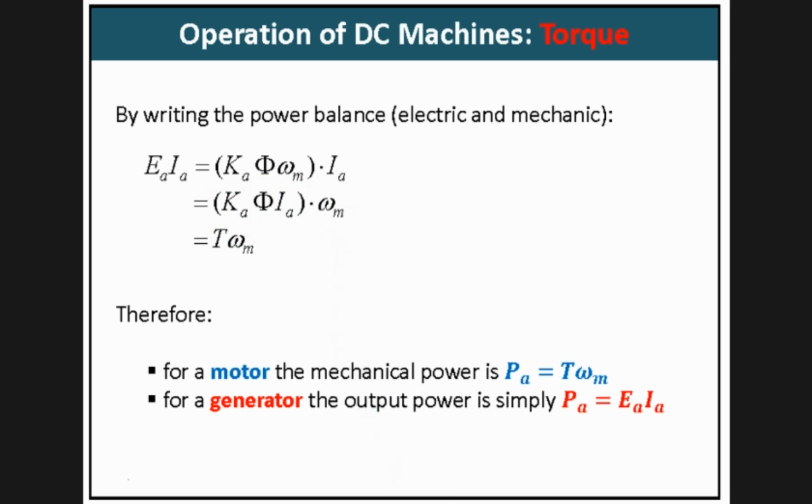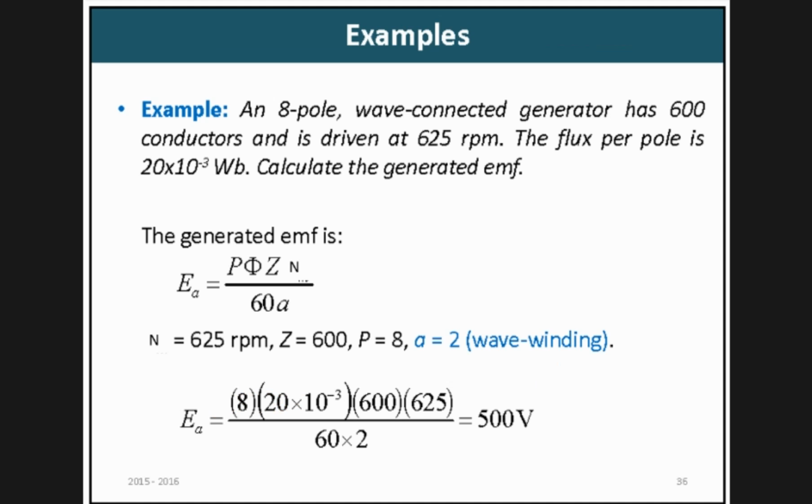So after this slide, at the end of the presentation, you have some examples. So you have to practice these examples. These are actually very easy. If you remember the equations, you have to just substitute the values and get the answers. So I'm not going to explain these things, but you can do that. Only thing that you must know is for wave windings, the number of parallel paths is always 2, that I have mentioned earlier in my previous presentations.